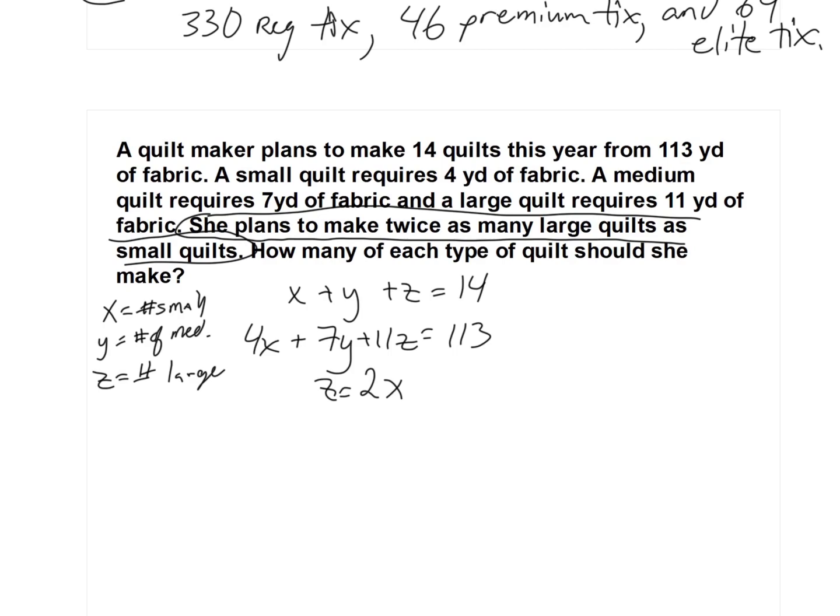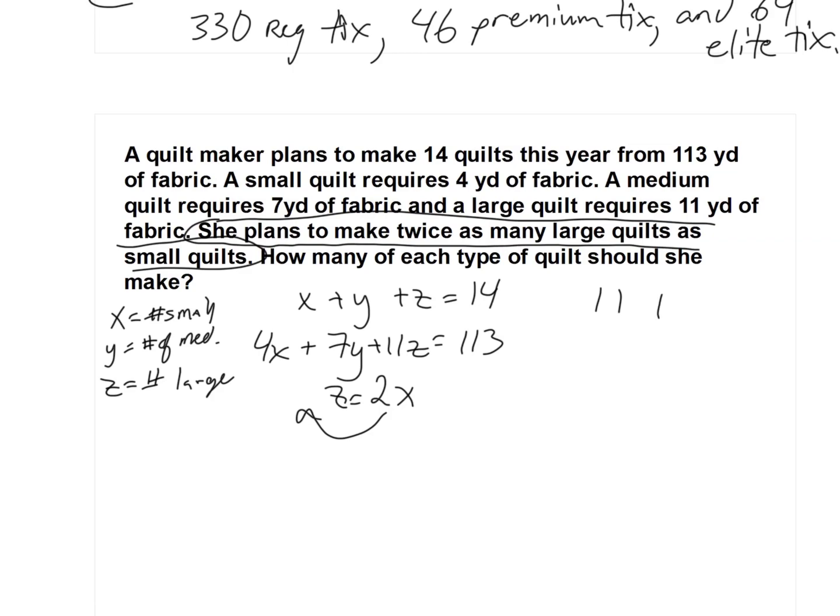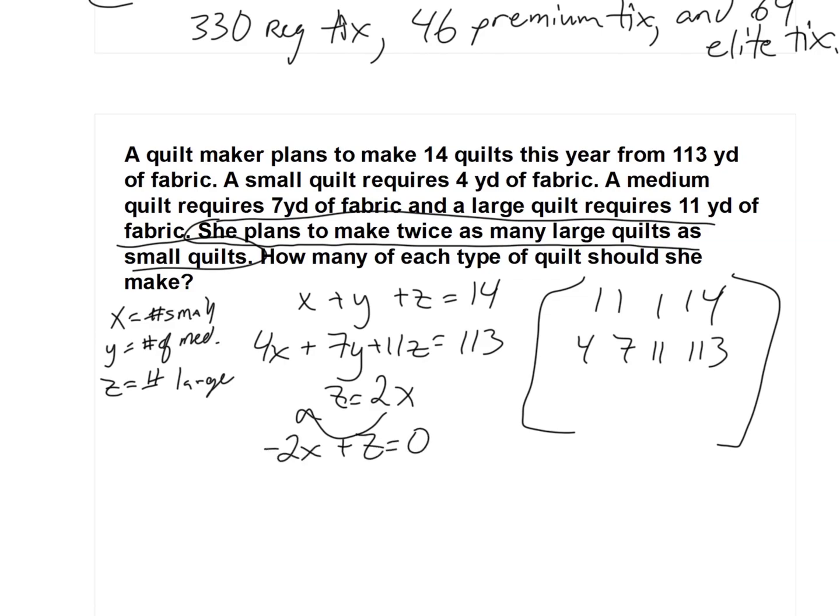Okay. Again, not in standard form, so I'm going to have to move that over here. The other ones are just good to go. So I got 1, 1, 1, and 14. 4, 7, 11, and 113. Okay, I move that over, so it's going to be minus 2x plus z is equal to 0. Make sure that you put a -2 in for x, but there's no y, so I'll put 0 for y. There is a 1 for z and a 0. That's what it's equal to.